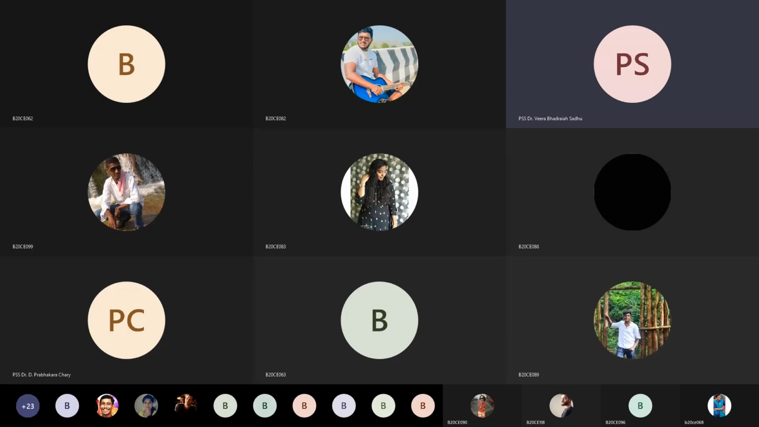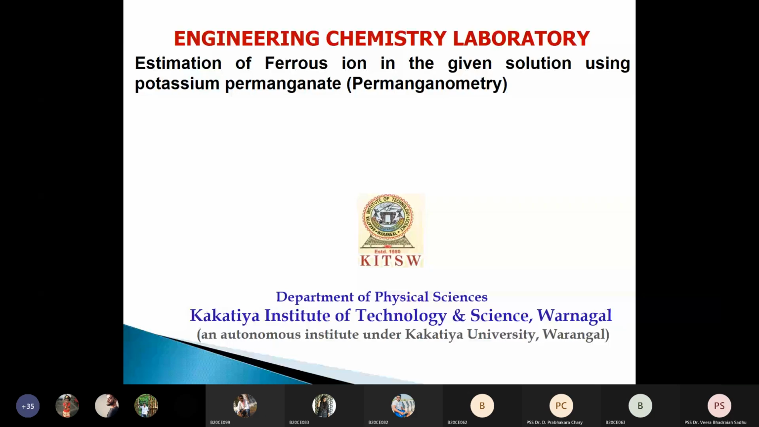Today we will discuss the fifth experiment, which is estimation of ferrous ion in the given sample using potassium permanganate. It is also called permanganometry. Why is it called permanganometry? Because we are using potassium permanganate as the main reagent to estimate ferrous ions in the sample.